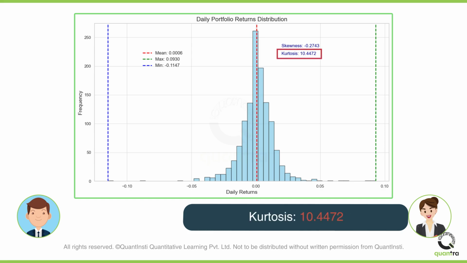Finally, we can also see the kurtosis value of 10, which is extremely high. This indicates the presence of fat tails on either side of the mean. This would suggest that in terms of major events in the market, there are chances of extreme losses or extreme profits, which can in turn increase the volatility of your portfolio returns.